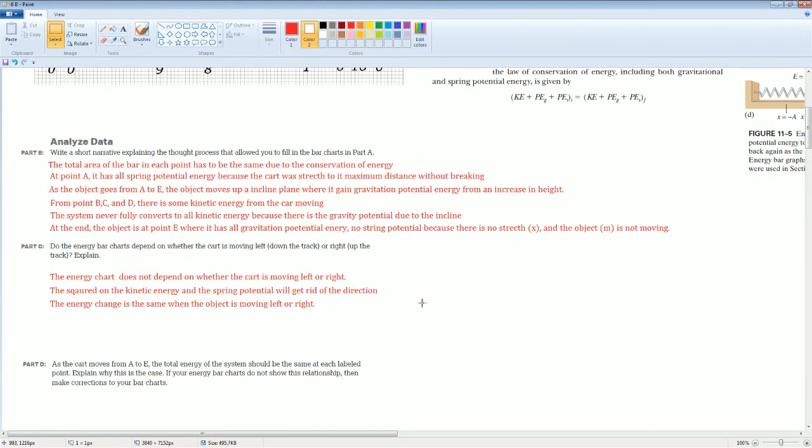That's mathematically speaking. Or physically speaking, you could say the energy change is the same whether the object is moving left or right. Okay. Part D.